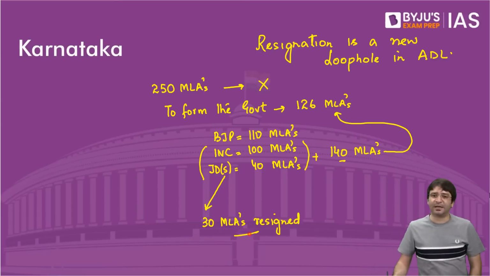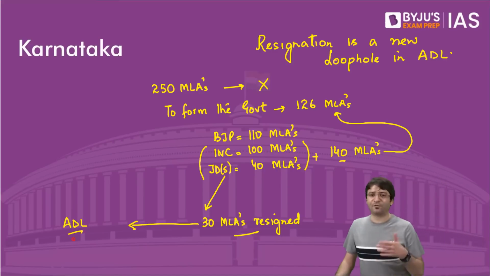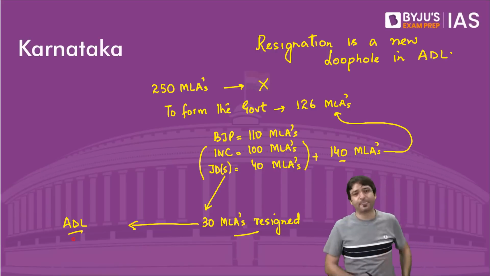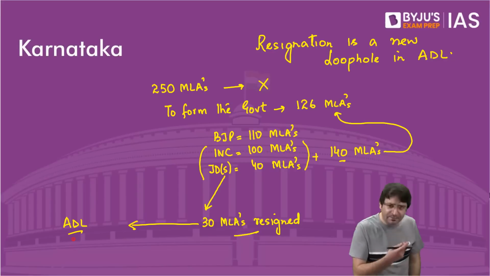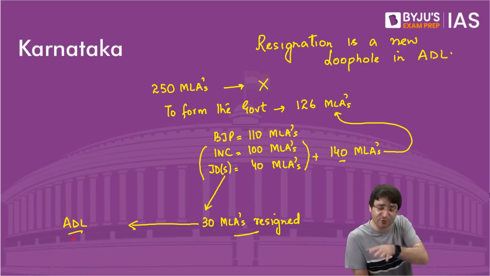Will these 30 MLAs be disqualified? Yes. Because a member of a house belonging to a political party, if you voluntarily resign, you will be disqualified. But what will they gain by resigning? And what will BJP gain by forcing them to resign?